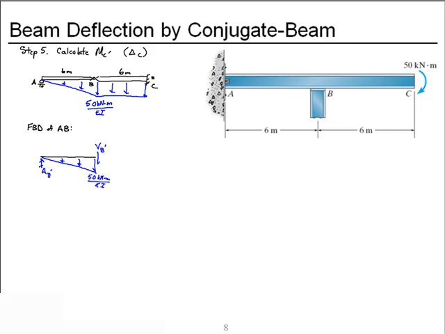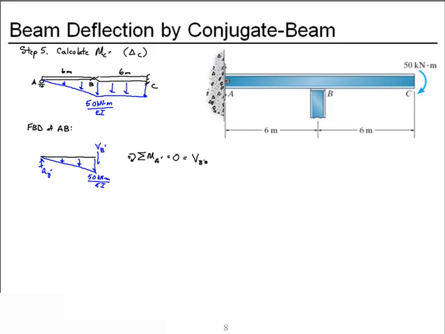Ultimately, I'm looking for the moment reaction at C, so I really don't care about the reaction at A. I need the shear at B before I look at the next free body. So let's sum moments about point A. We'll call it A prime because this is the conjugate beam. I can choose any direction to be positive. I'll choose clockwise to be positive.